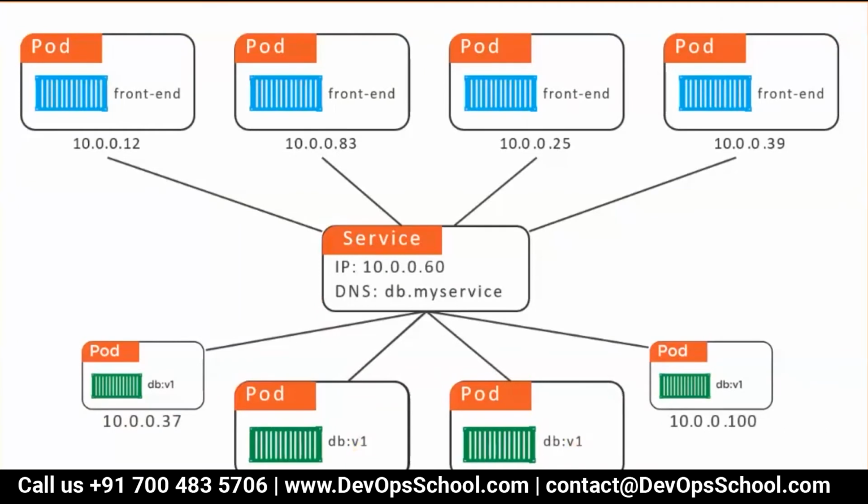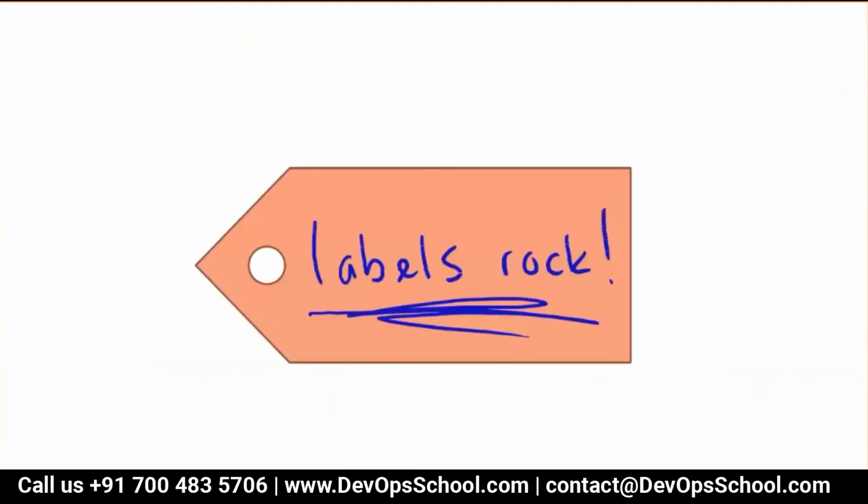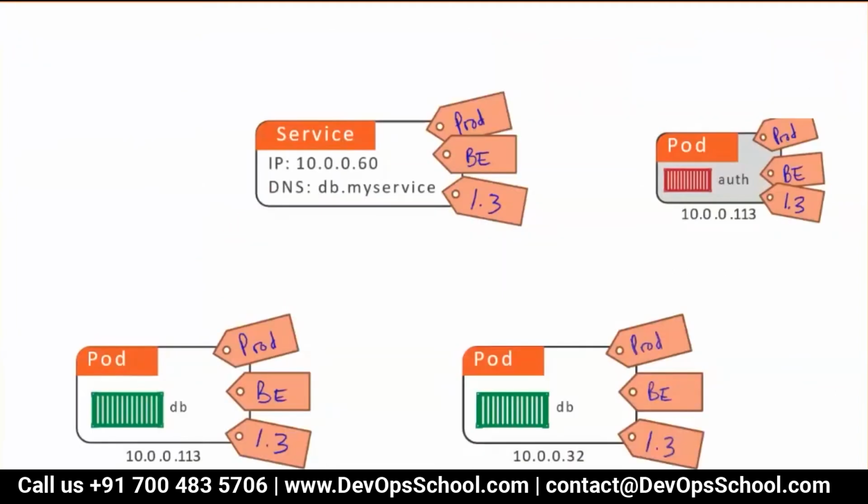So remember which problem is solved by labels. So guys, here new pods which are coming up, the service should load balance the new database pod. The problem here is there is a pod v1 and v1.2. The service should balance only the v1 or only the v1.2. So that is solved by labels.